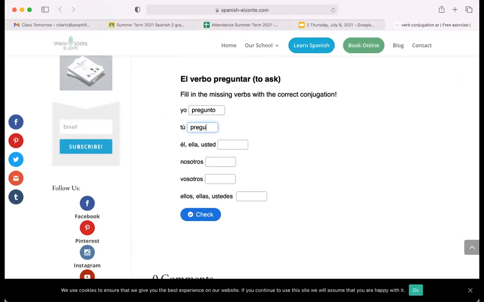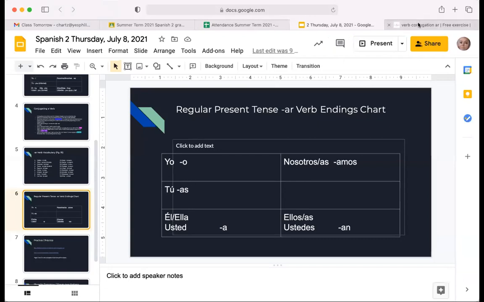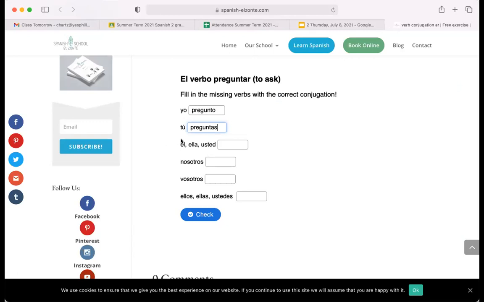And then we're going to take our stem again. And we can see in the tú form, it's AS at the end. Tú preguntas is you ask. For él, ella, and usted, so he asks, she asks, or you formal ask. What do you think this one's going to be? Is it A? So it's going to be pregunta. Yep. So that's he asks, she asks, or you formal ask.